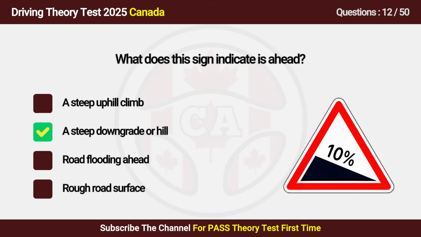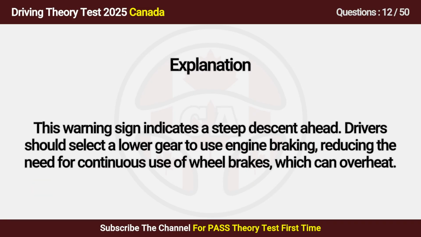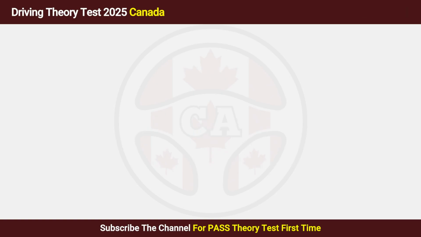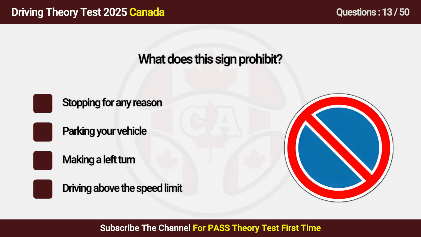Answer is B. A steep downgrade or hill. This warning sign indicates a steep descent ahead. Drivers should select a lower gear to use engine braking, reducing the need for continuous use of wheel brakes, which can overheat. Question 13. What does this sign prohibit?